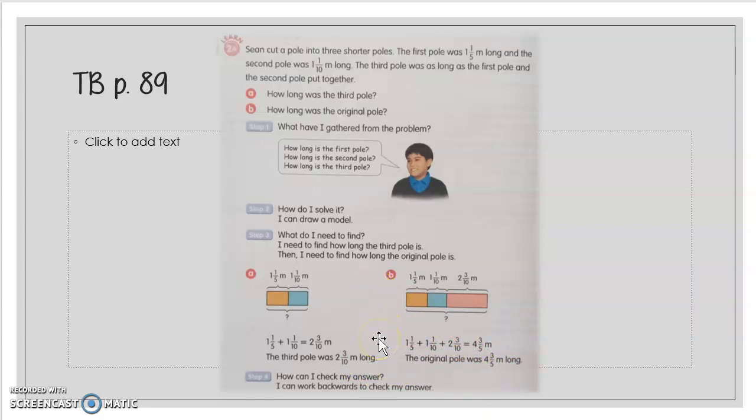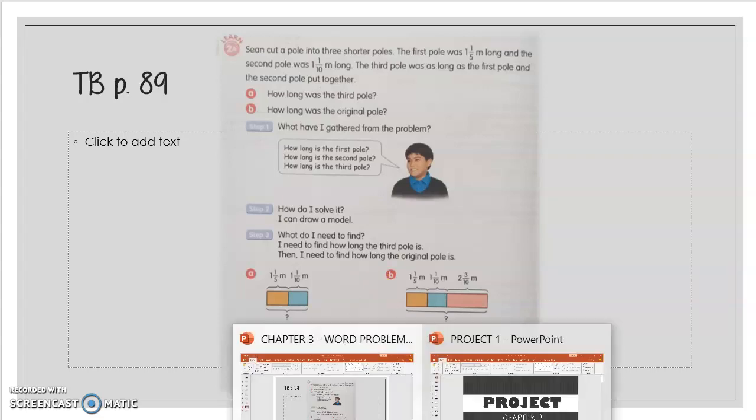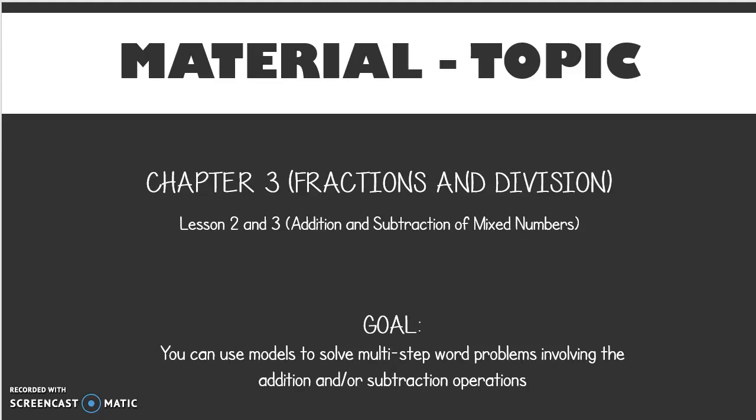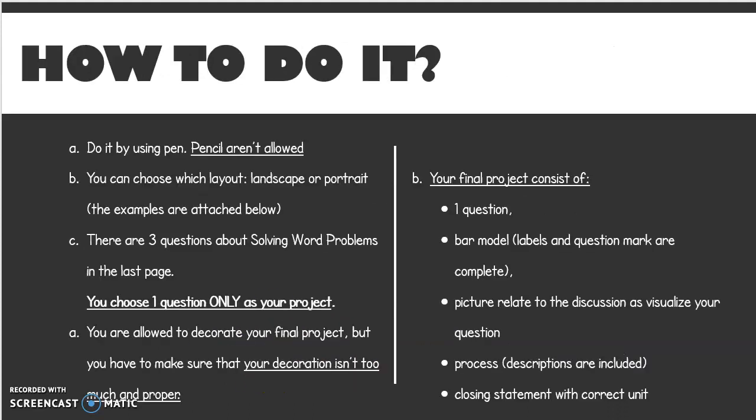Now, the word problems are related with your project. Okay, I will explain the project here. The material and the topic are from chapter 3, which is about fraction and division. I take it from lesson 2 and lesson 3, which means addition and subtraction of mixed numbers. The goal is you can use the model to solve multi-step problems. It means you have to use the model later, okay?